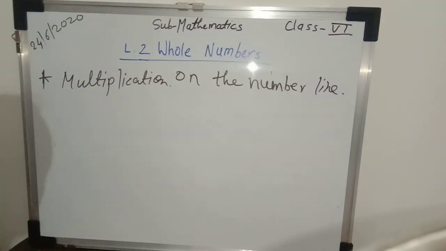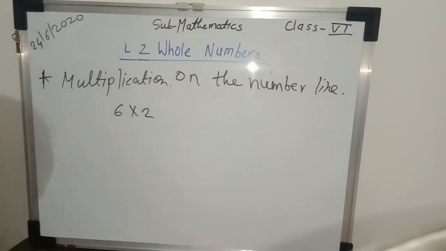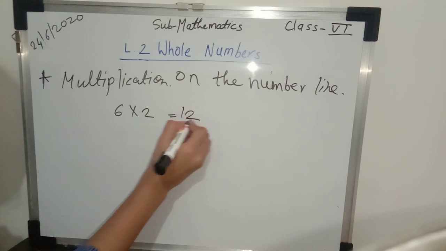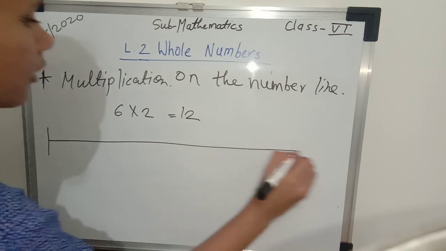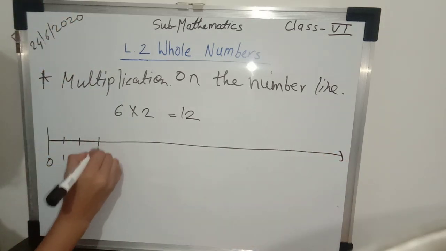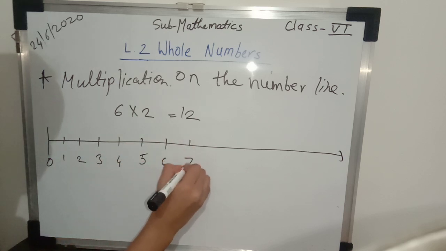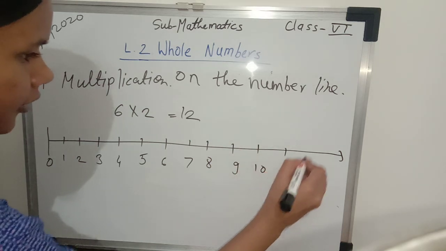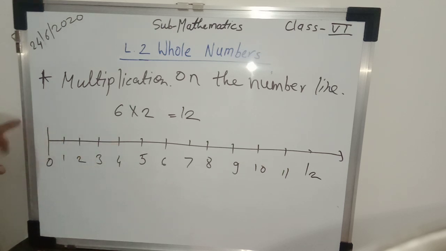Multiplication. Now if we take here 6 and 2. What we have to do here, we know that 6 into 2 is equal to 12. Now this is the number line: 0, 1, 2, 3, 4, 5, 6, 7, 8, 9, 10, 11 and 12.